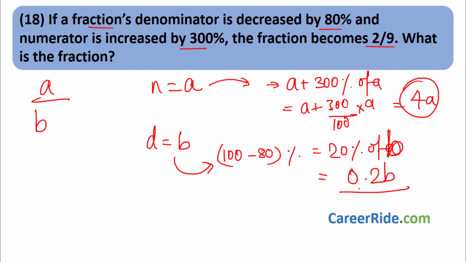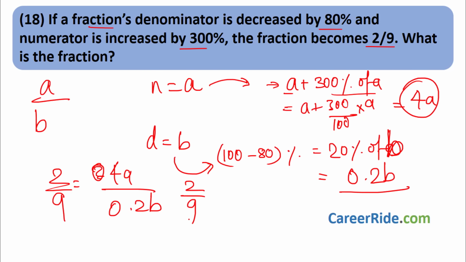And the numerator is increased by 300%. So whatever value is there, there is a 300% increase in the value. So it would be a plus 300% increase, that is 4a. And they said that the new fraction becomes 2 by 9. What is the new fraction? Numerator, that is 4a, divided by denominator, that is 0.2b. What would it be? 2 upon 9.